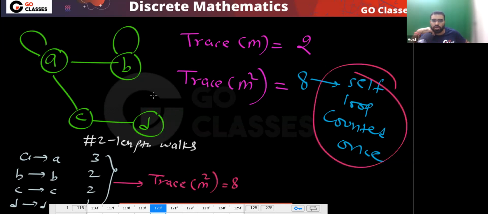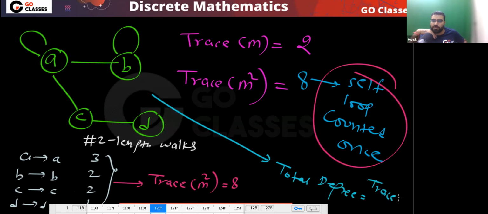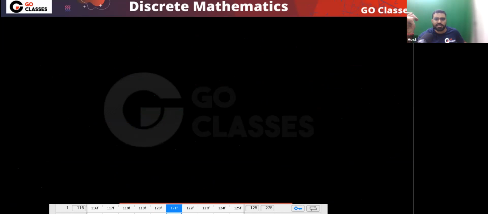So finally, I can say total degree will be what? I can say total degree is equal to trace of M plus M square. This is your answer. That's it. So application number 1 is done.